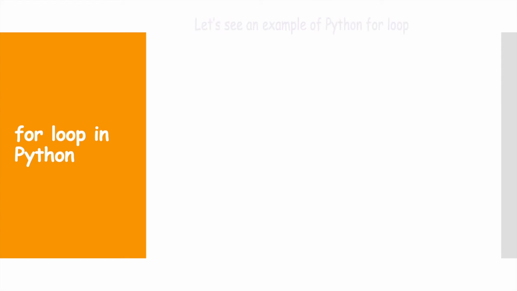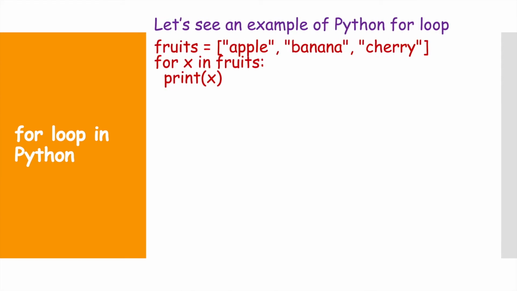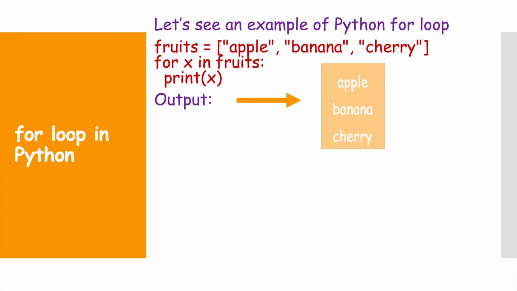Now let's see the examples of for loop in Python. So here you have a list of fruits, and you have apple, banana and cherry. Now you are using the for loop to traverse through each of the items of that list. So you are using for x in fruits, you are printing the value of x. And here x is the variable that is taking the value of each of the items of that list. So in the output, you are going to get apple, banana and cherry.